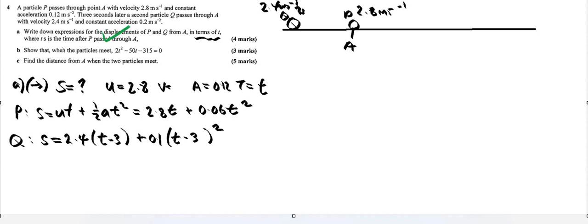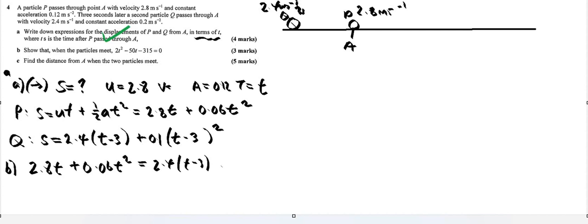Okay, so that's A taken care of. Now B, we've got to show the particles meet at 2t squared minus 50t minus 315. If they meet, that's got to mean that my two equations are equal to each other. So that means that 2.8t plus 0.06t squared is equal to 2.4(t minus 3) plus 0.06(t minus 3) squared.